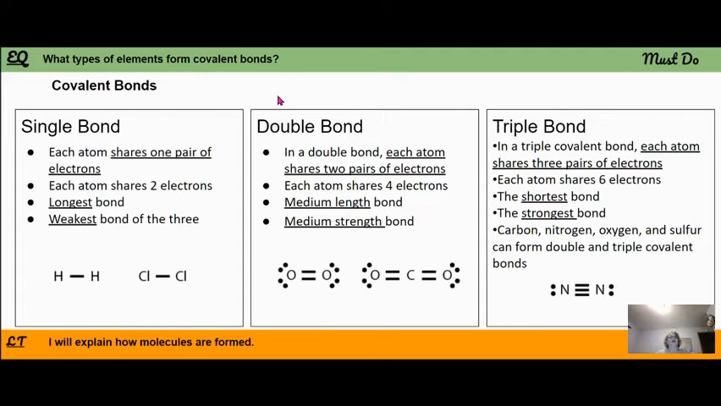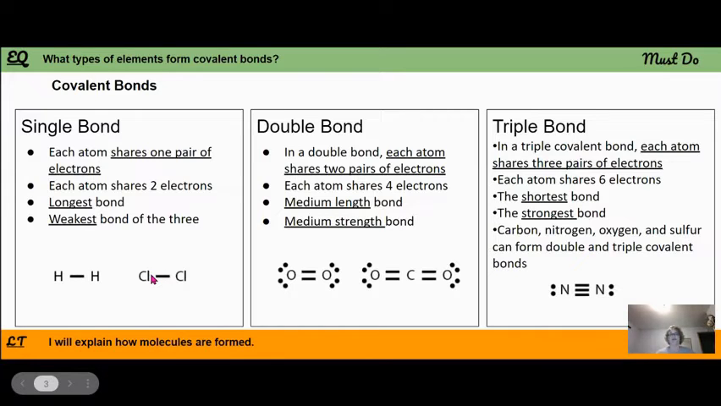Covalent bonds, unlike ionic bonds, can form in different ways. So covalent bonds have three different ways that they can form. One is called a single bond, and that is where each atom shares one pair of electrons. Okay, we symbolize that by putting a line between the two elements.